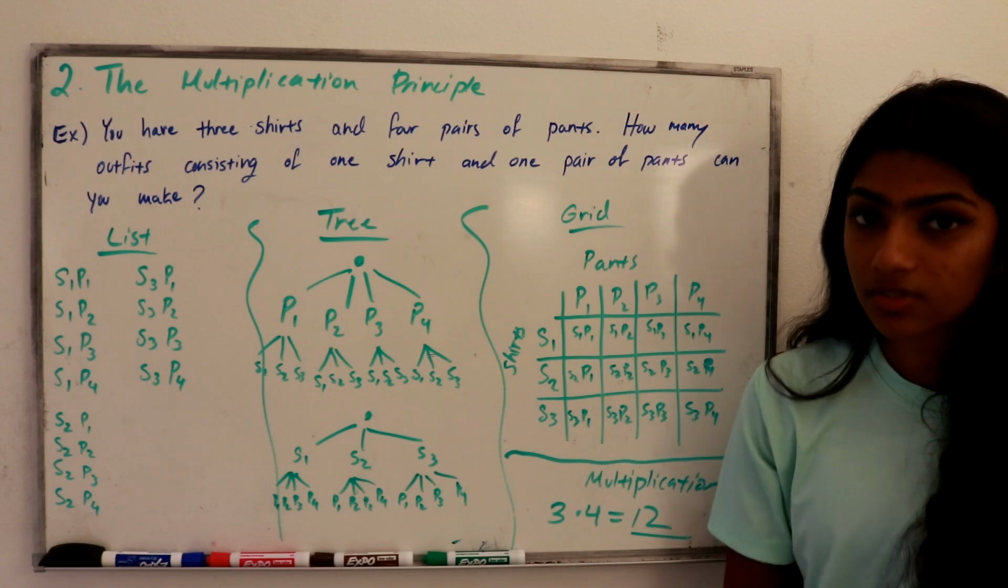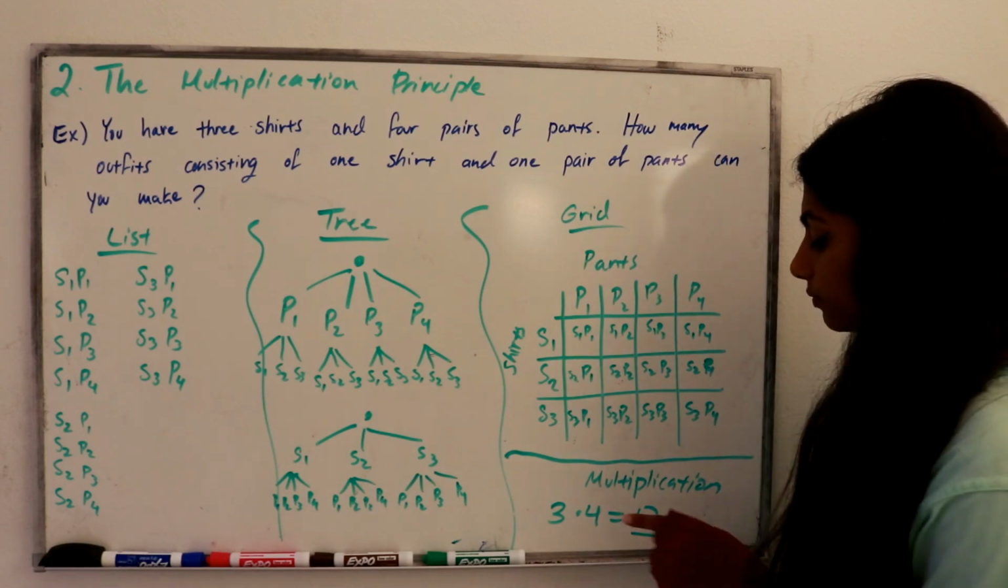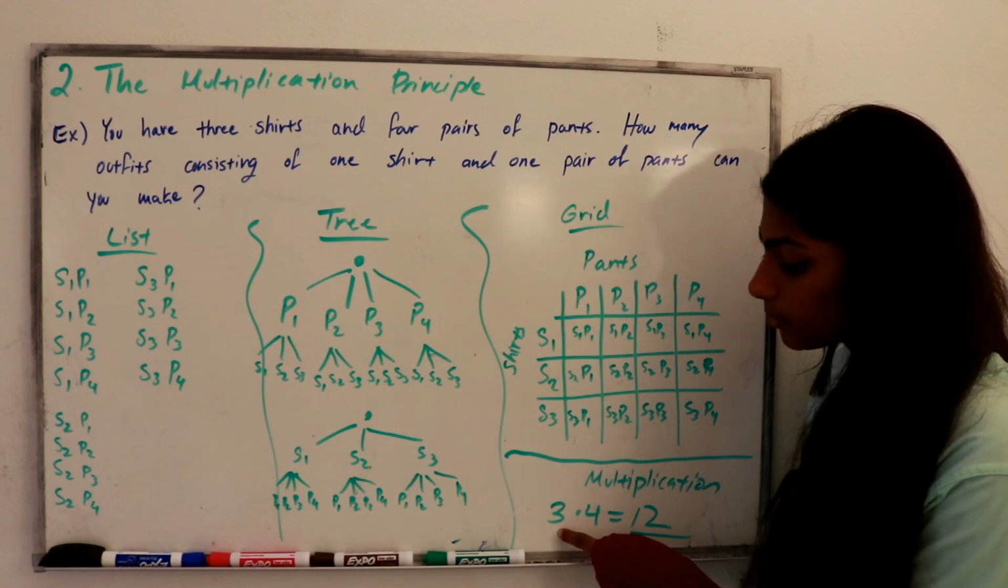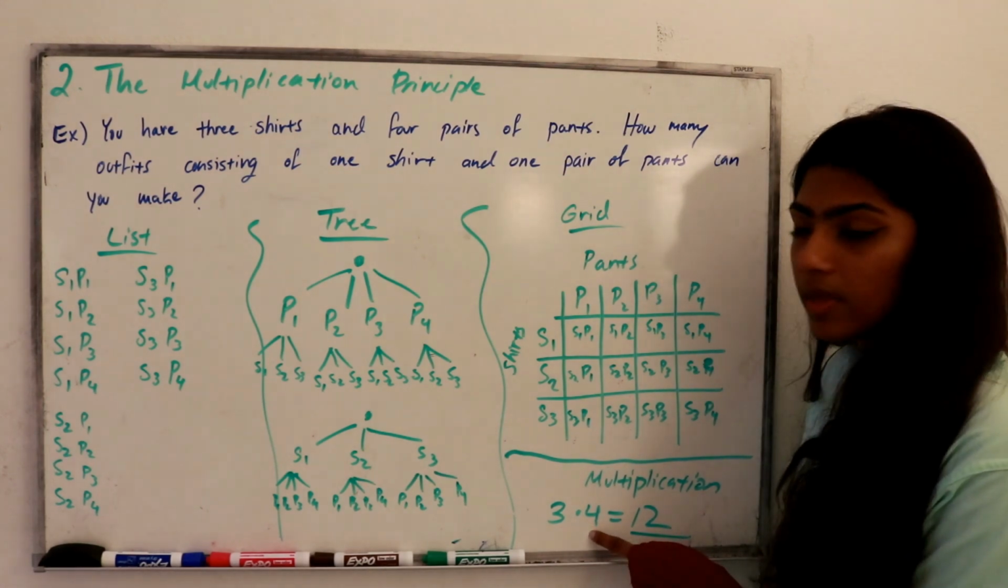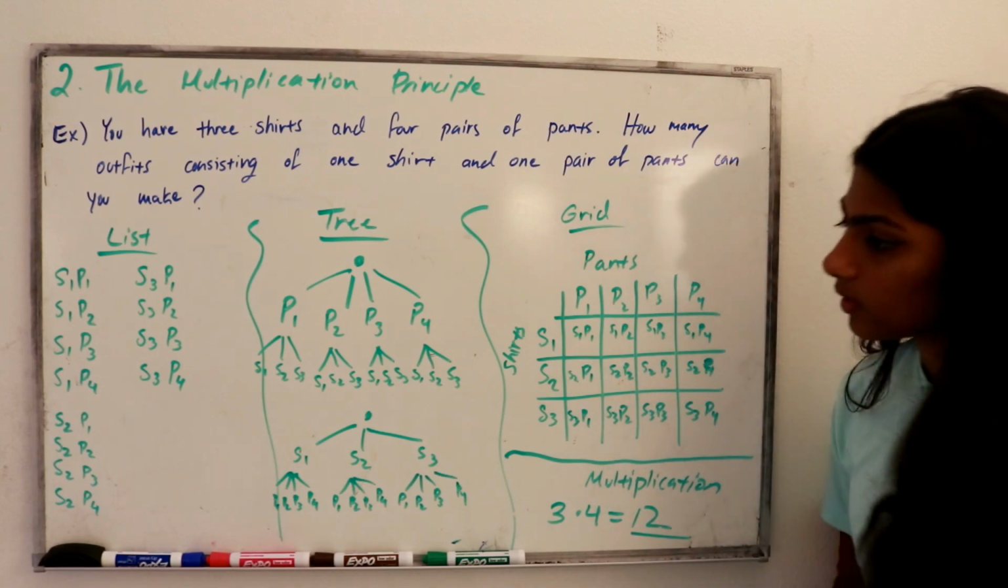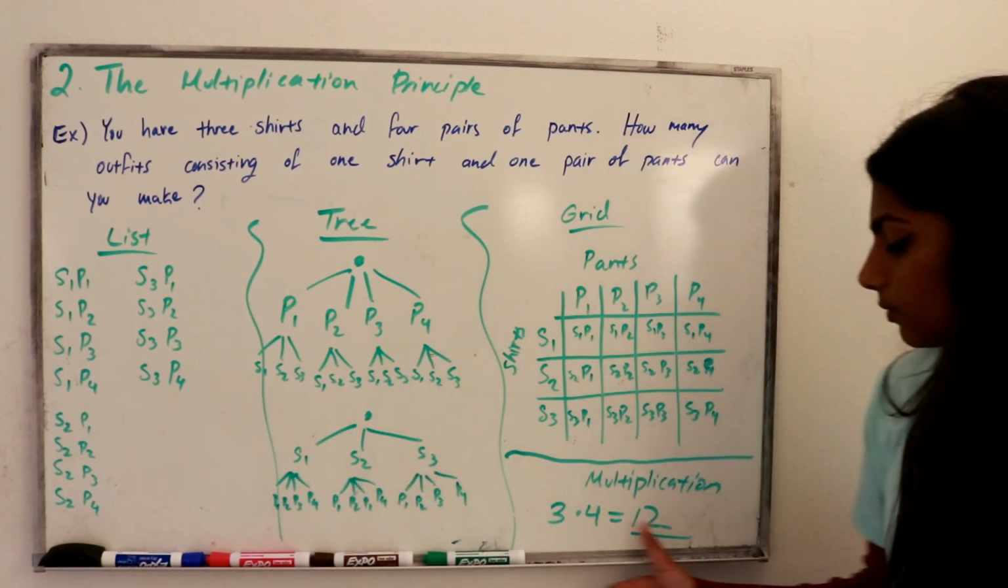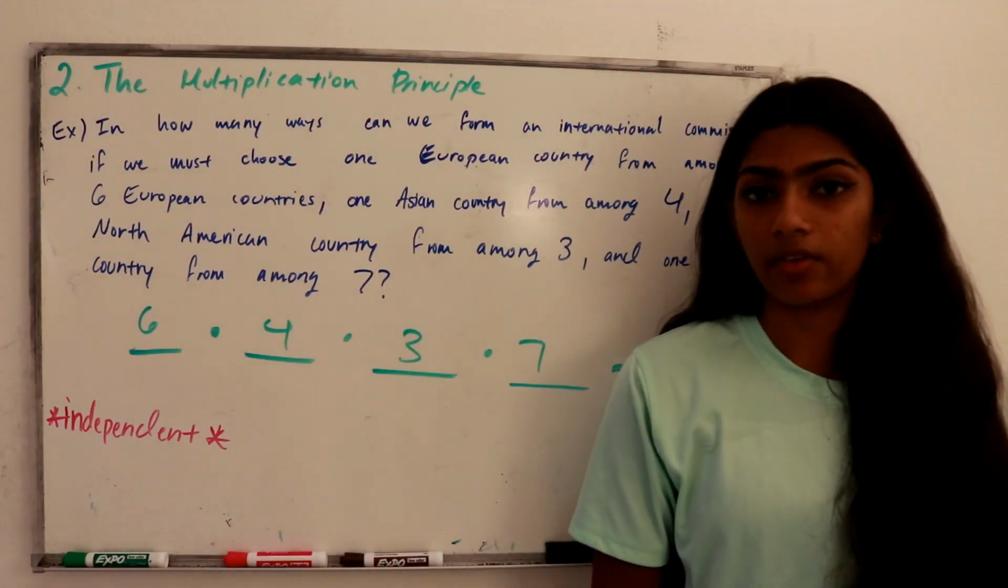Okay, so the last way you can do this is with multiplication. Since you have 3 options for shirts, you're just going to multiply it by the 4 options that you have for pants, and you'll get 12. As you can see right here, you have 3 options, you have 4 options each, which gives us 12. So now let's look at another example.